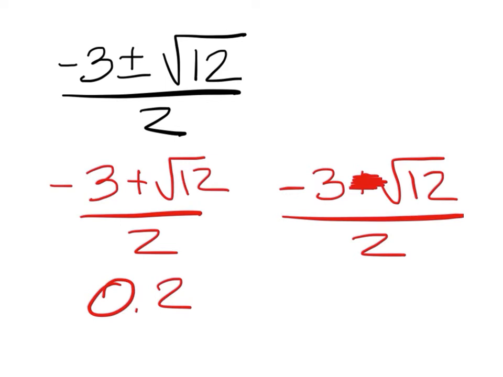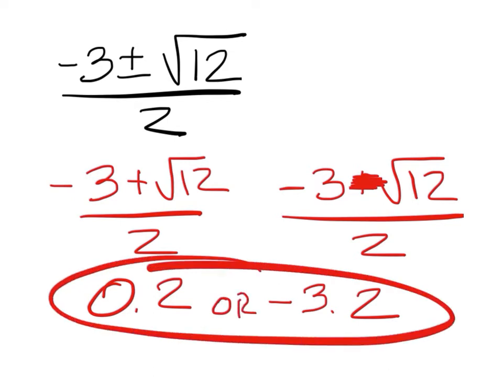On the other side, negative 3 minus the square root of 12. Type that in and get an answer. And then divide by 2. Negative 3.2. Round decimal answers to the tenth place.